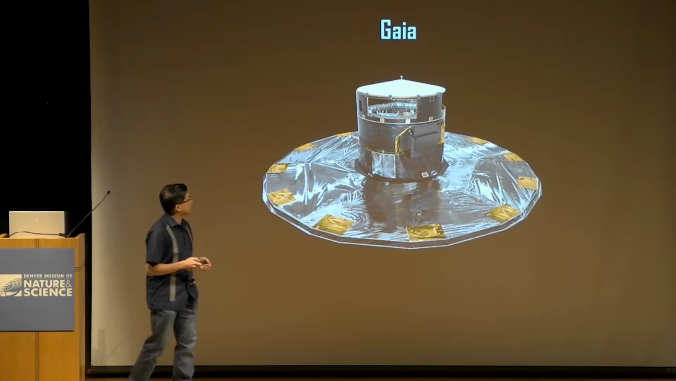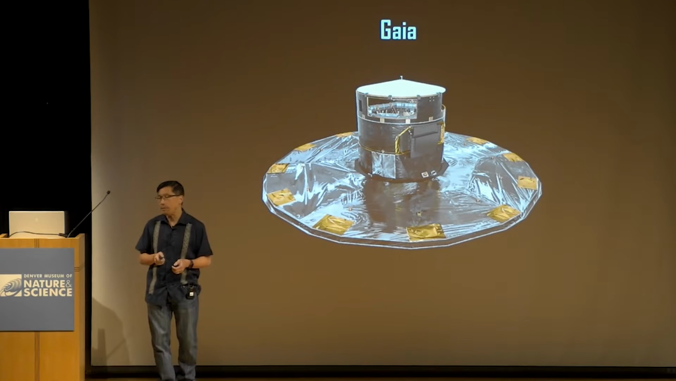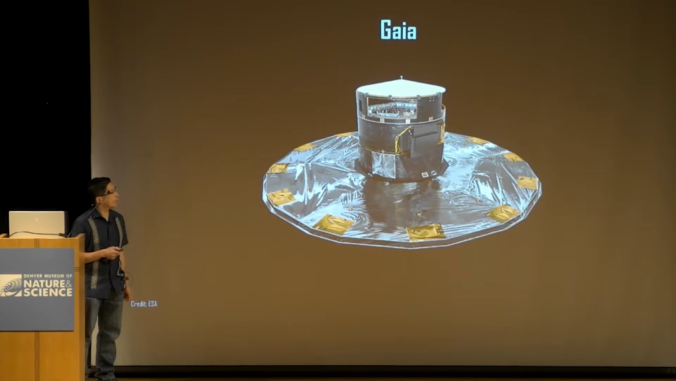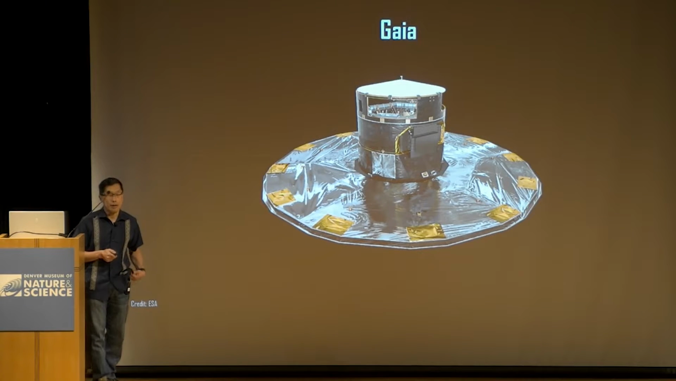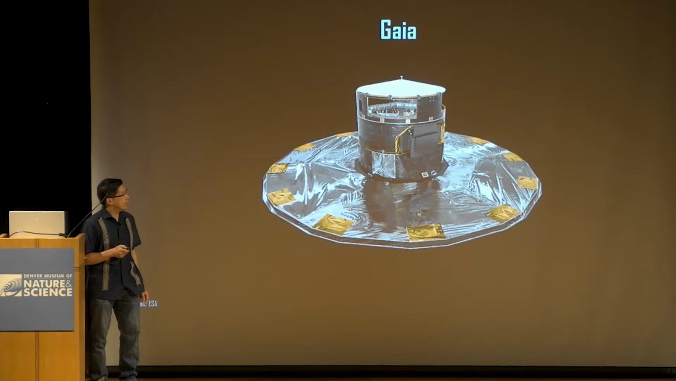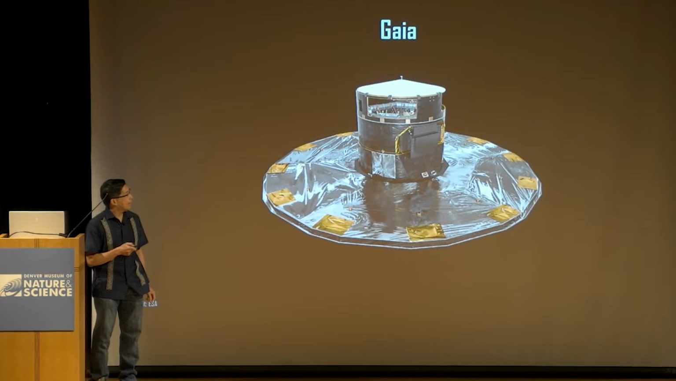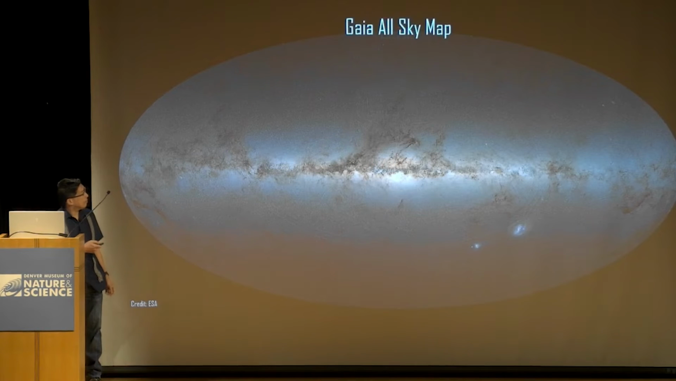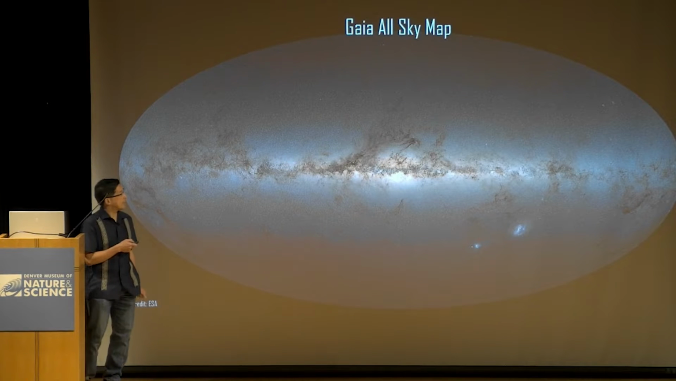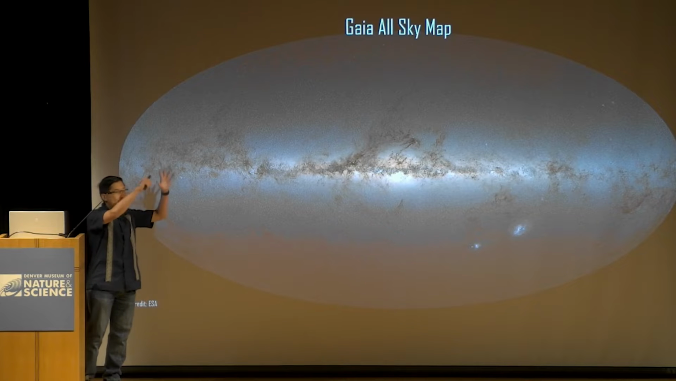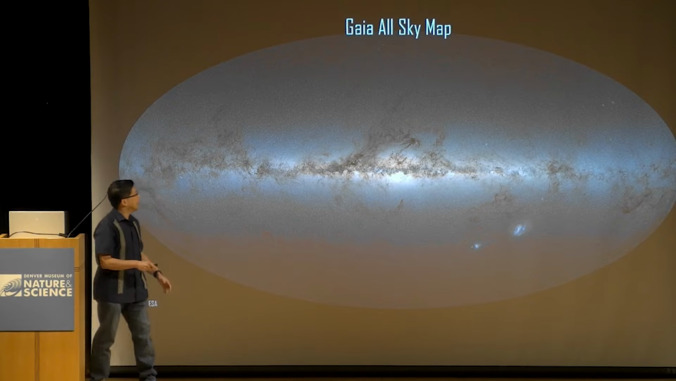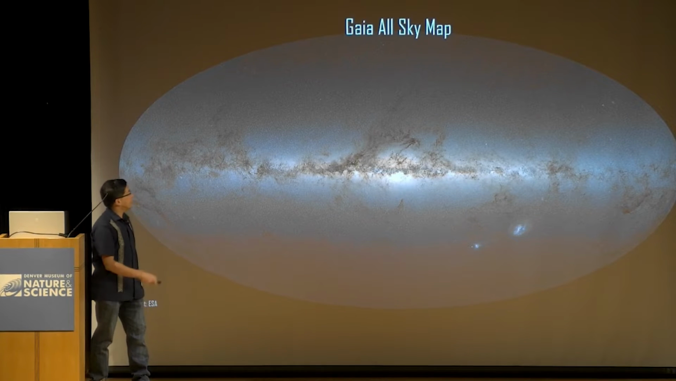In order to get into the details of the story, I'm going to be talking about the Gaia satellite, which is a satellite that was launched by the European Space Agency. The Gaia satellite was able to produce this all-sky map. So imagine the entire sky, 360 degrees around in multiple directions. If you flatten that into this projection, this is what you would get.